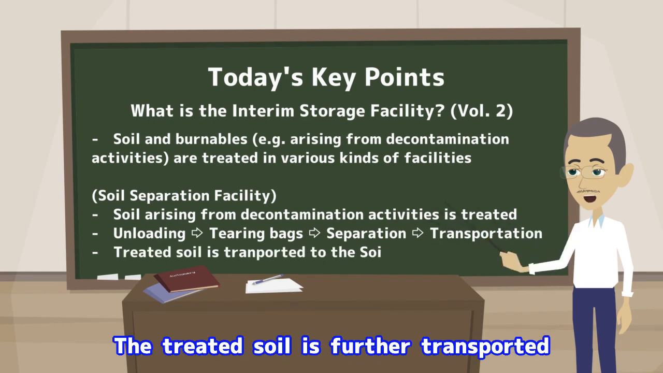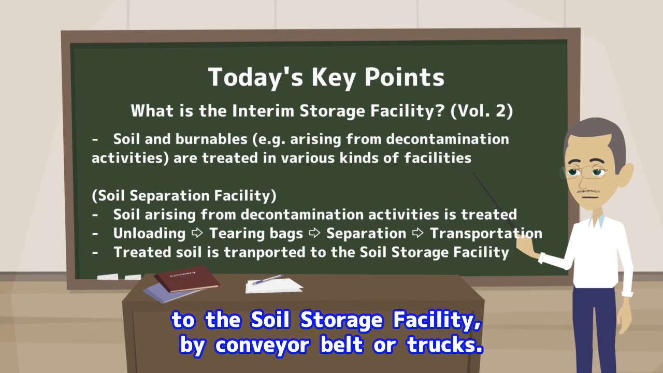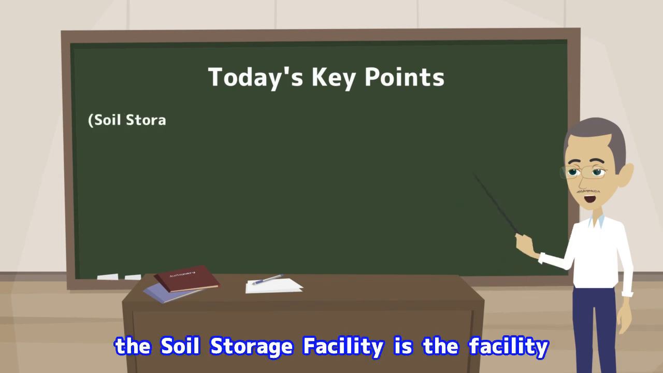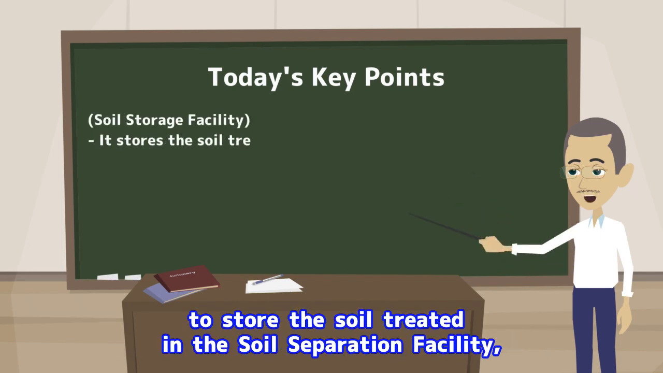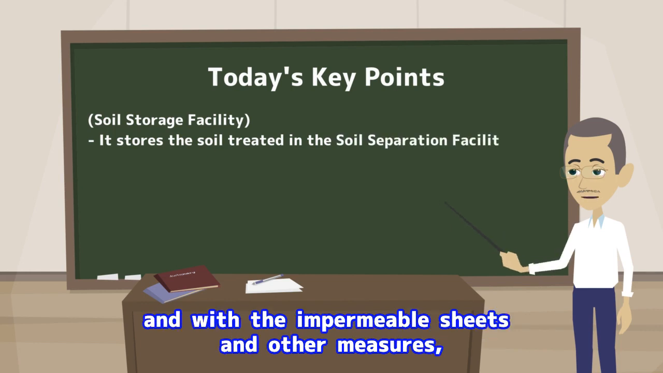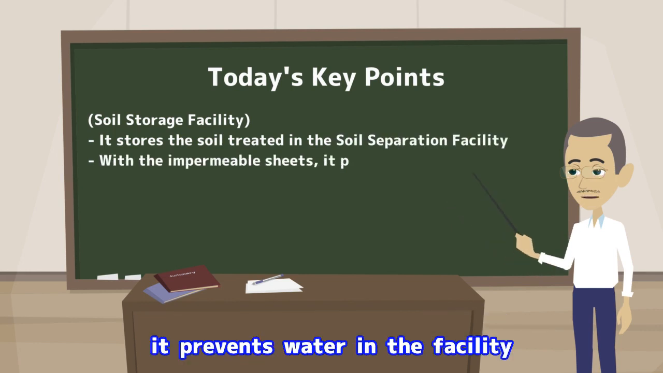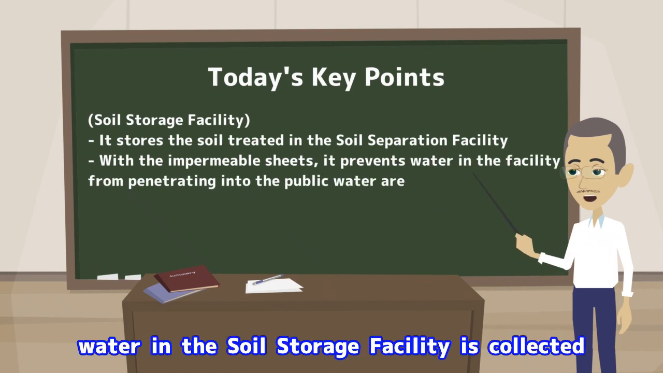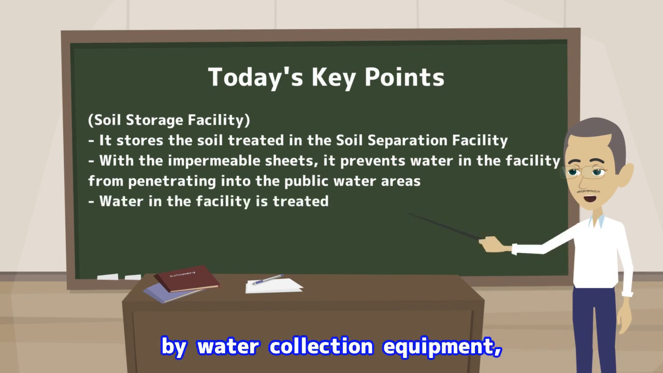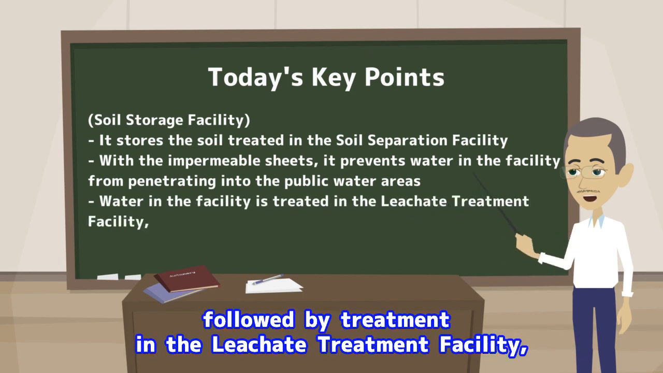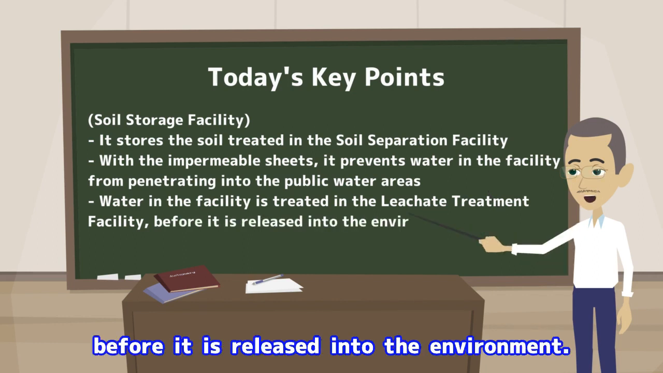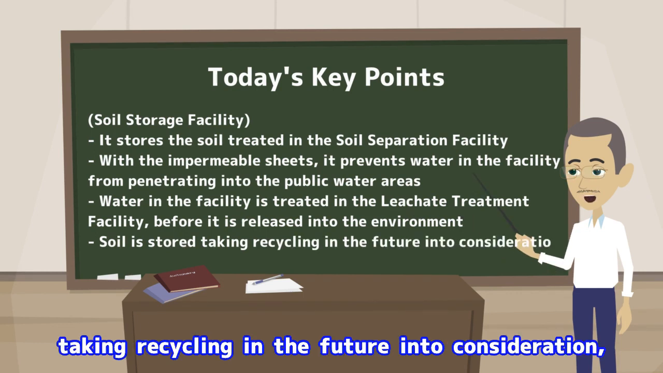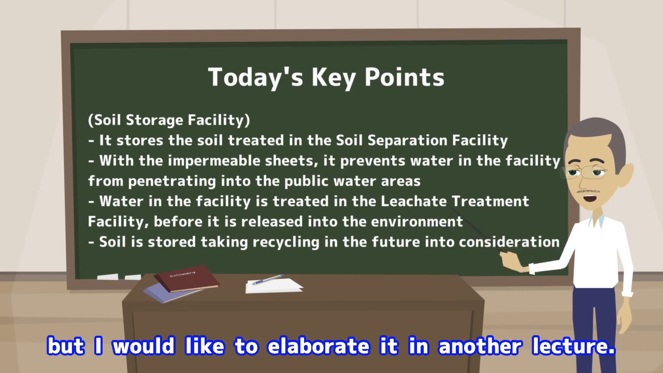The treated soil is further transported to the soil storage facility, by conveyor belt, or trucks. For the next, the soil storage facility is the facility to store the soil treated in the soil separation facility, and with the impermeable sheets and other measures, it prevents water in the facility from penetrating into the public water areas. In addition, water in the soil storage facility is collected by water collection equipment, followed by treatment in the leachate treatment facility, before it is released into the environment. Soil in the soil storage facility is stored, taking recycling in the future into consideration, but I would like to elaborate it in another lecture.